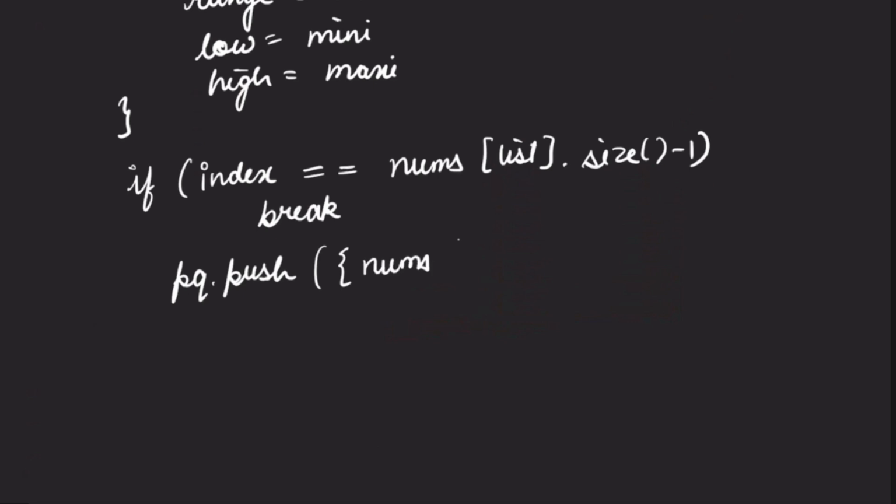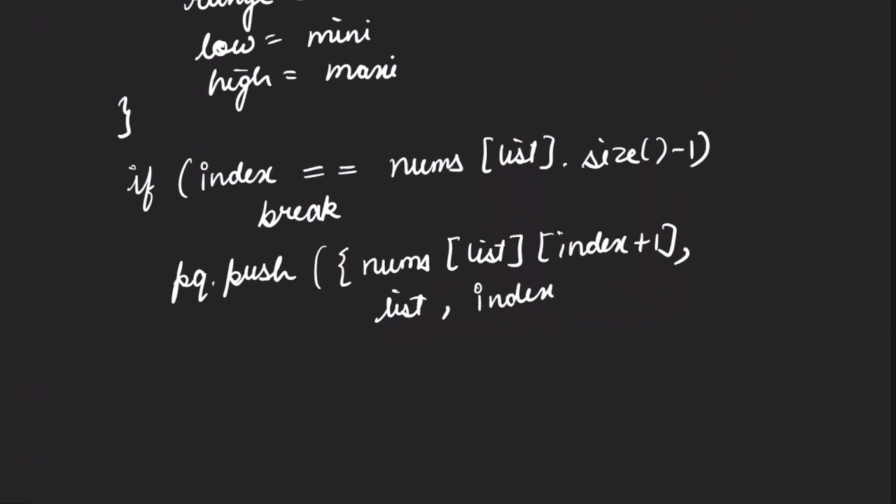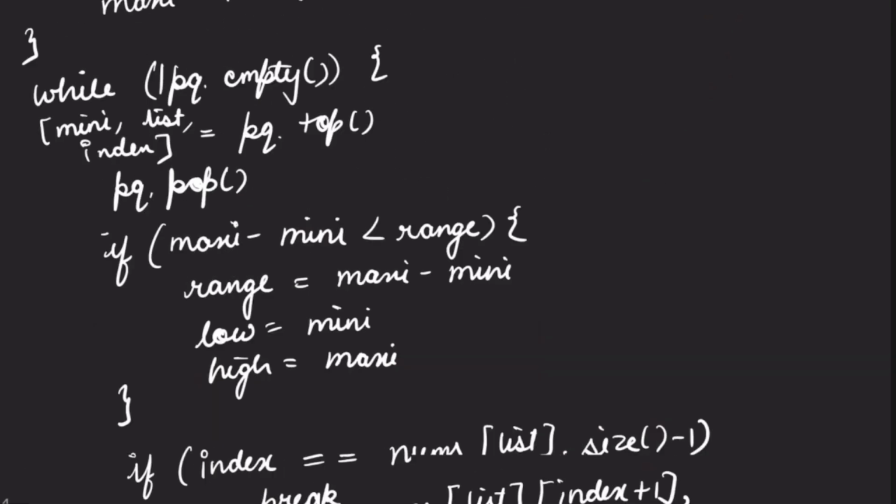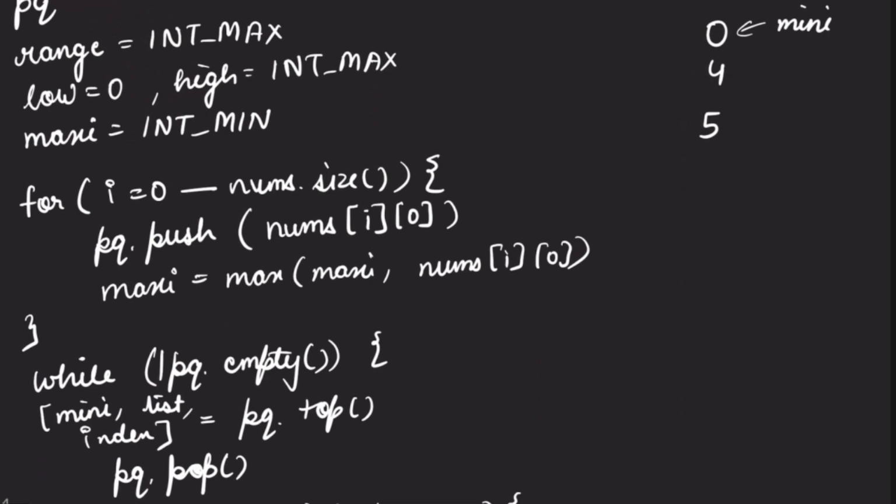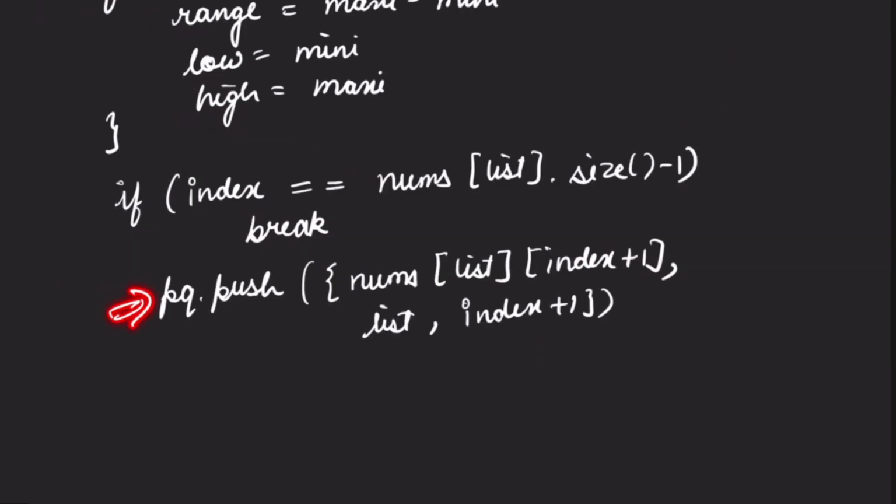So your element will be nums of list of index plus 1, right? Then next is the list. List is the same. And the next thing is your index. Index will be now index plus 1, right? So this is what we will push. And when we inserted the first elements of all the lists here, here also we will insert three things. So you will insert the element, then you will insert the list, which will be I, and then you will insert the index, which will be 0, right? So now we pushed the next element.